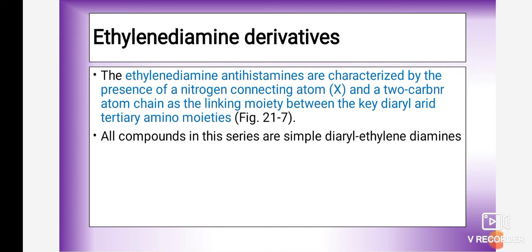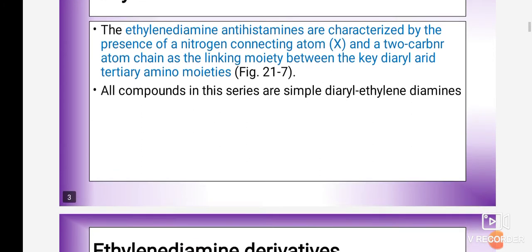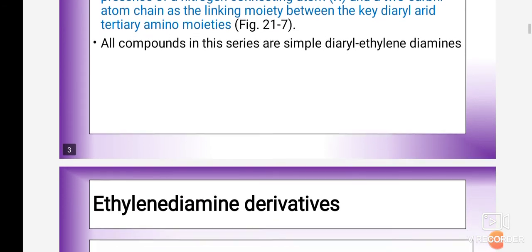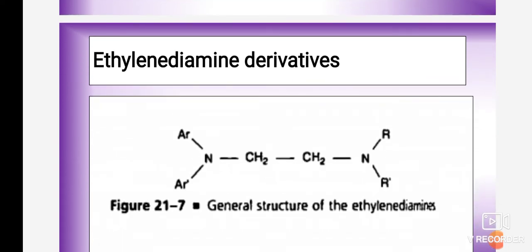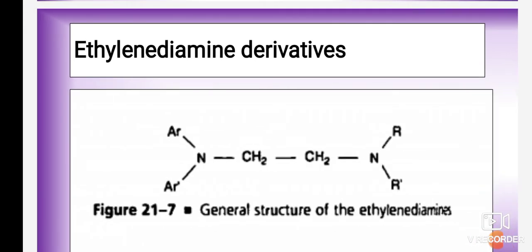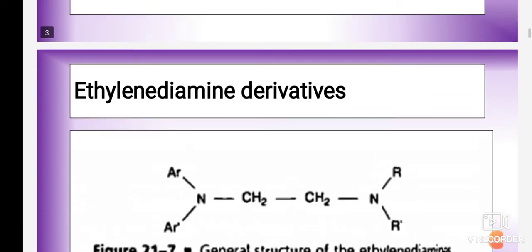Ethylene diamine derivatives are characterized by the presence of a nitrogen connecting atom and a two carbon atom chain as a linkage between the key diaryl amine and tertiary amino moieties. In the general structure you can see the presence of an ethylene chain between the diaryl amine group and the tertiary amino group. So between these two nitrogens there is a linkage made up of two carbon atoms, which is ethylene. Then there is diaryl substitution on nitrogen, that is diaryl amine, and on the other side there is a tertiary amino group.